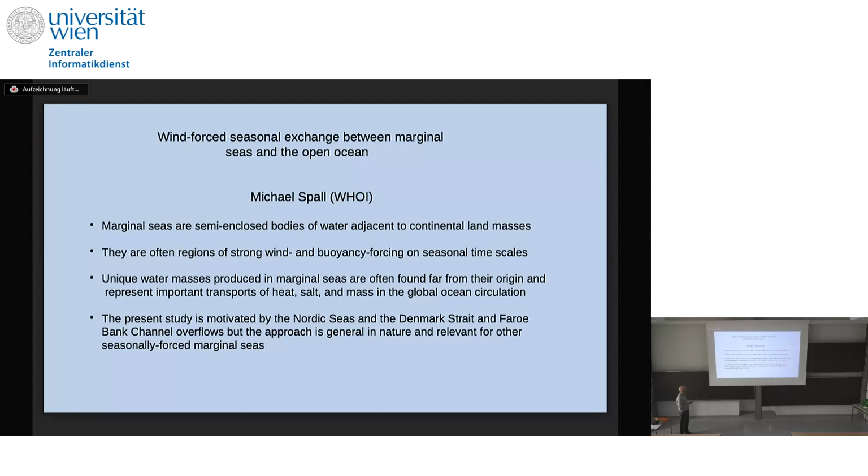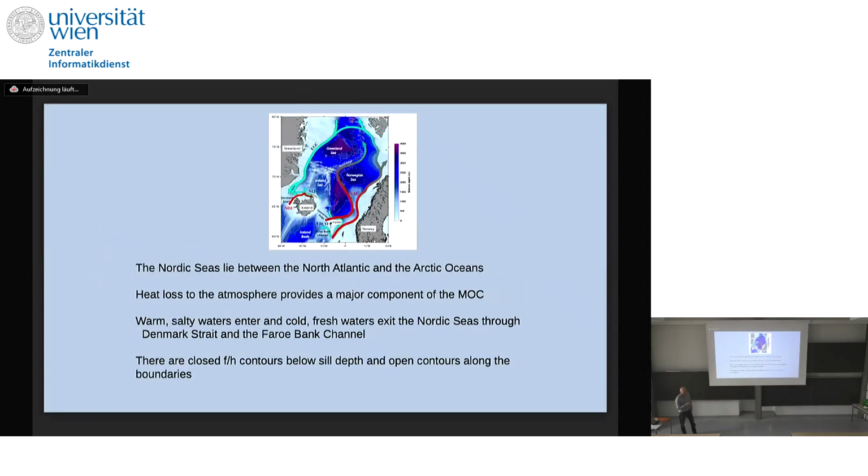What I'm going to talk about today, I'm going to introduce the Nordic Seas. There's Denmark Strait to the west of Iceland and the Faroe Bank Channel to the east of Iceland. They both have overflow components. That's what's motivating my interest, but I'm going to cast things in a very general framework, so it's relevant to any number of marginal seas. I'll give examples later. So here's the Nordic Seas.